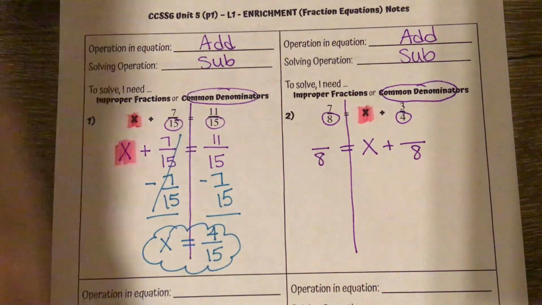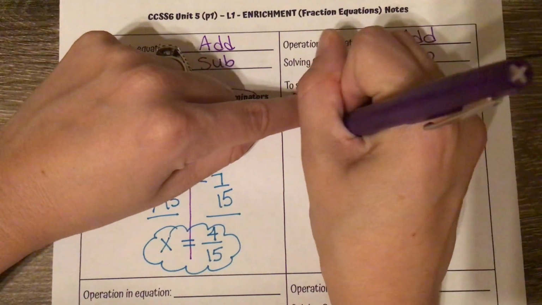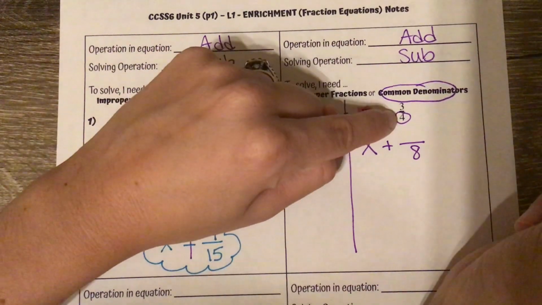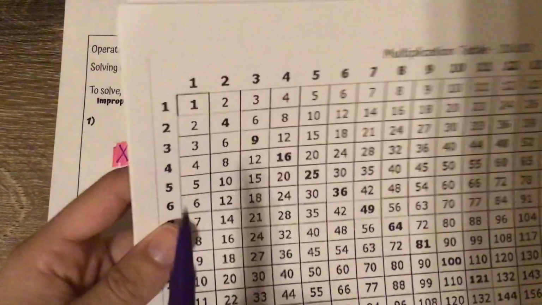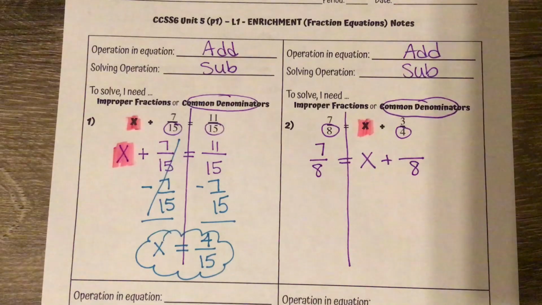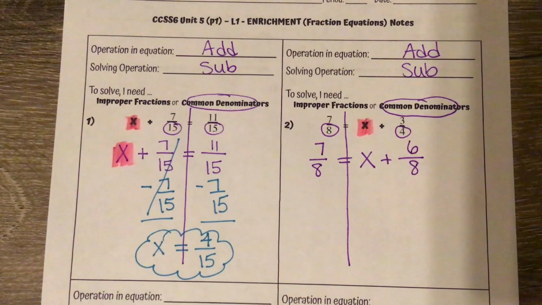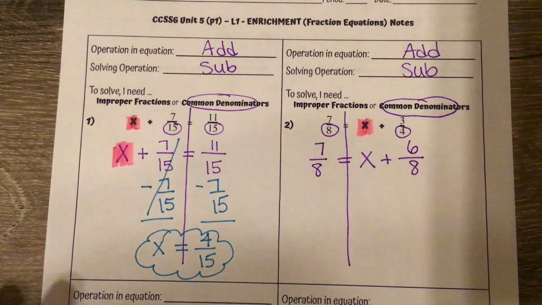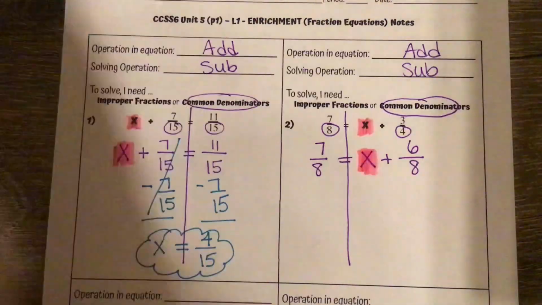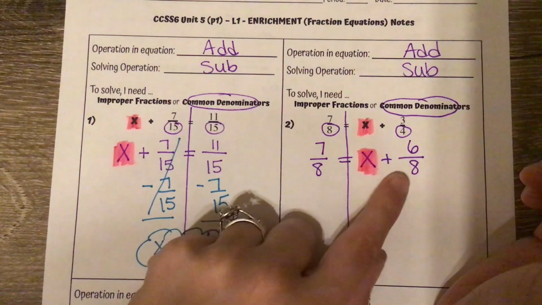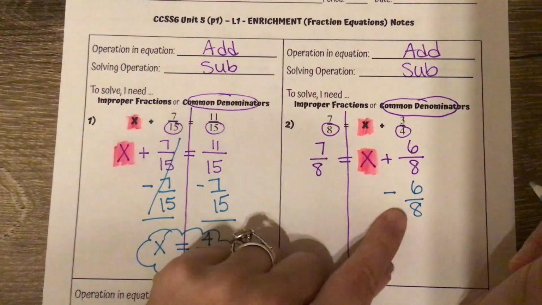Now to rewrite these, 8 times 1 is 8, so we do the same to the top. 7 times 1 is 7. 4 times 2 is 8, which you can use your multiplication chart. 4 goes into 8 twice. So 3 times 2 is 6. Now I can go ahead and solve. Again, I'm looking at my side that has the variable. We are adding 6/8, so the opposite is to subtract. We always subtract whatever's on the side with the variable.